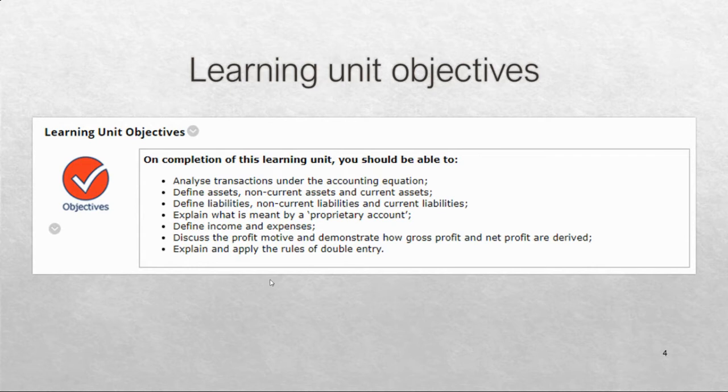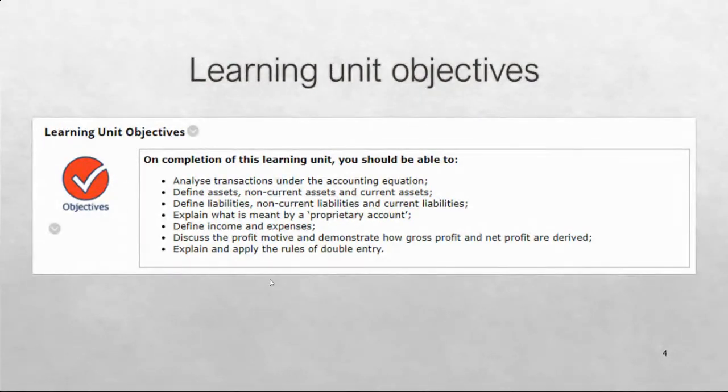Now the learning outcome for this learning unit is you have to analyze transactions under the accounting equation. Now what that means is we'll give you some transactions and you need to go tell me, is that item falling under the asset, liabilities, owner's equity category? Now we're going to explain those concepts shortly.